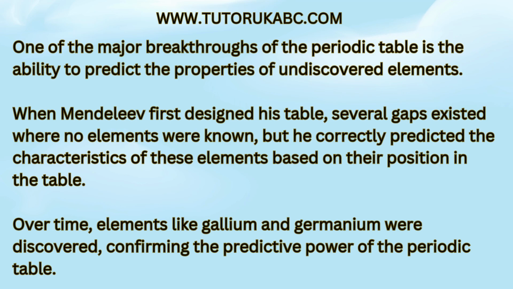One of the major breakthroughs of the periodic table is the ability to predict the properties of undiscovered elements. When Mendeleev first designed his table, several gaps existed where no elements were known, but he correctly predicted the characteristics of these elements based on their position in the table. Over time, elements like gallium and germanium were discovered, confirming the predictive power of the periodic table.